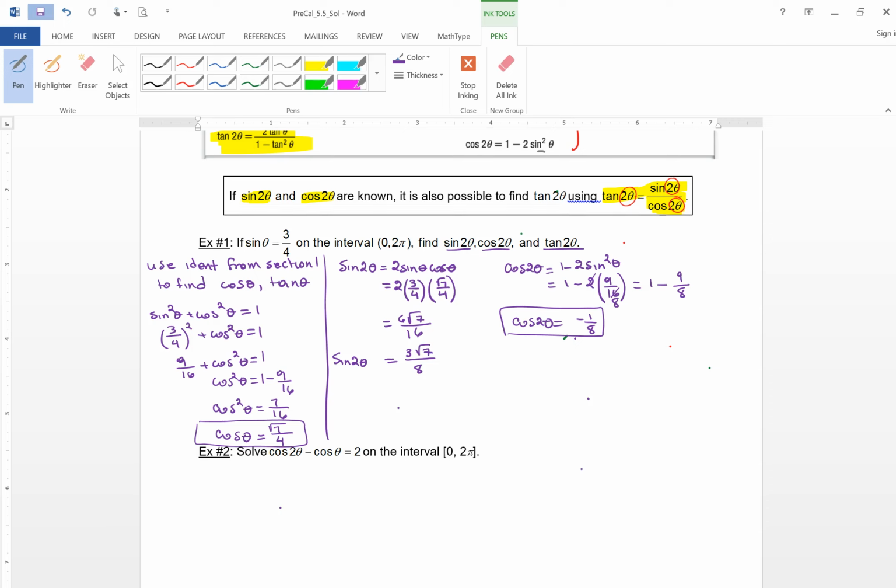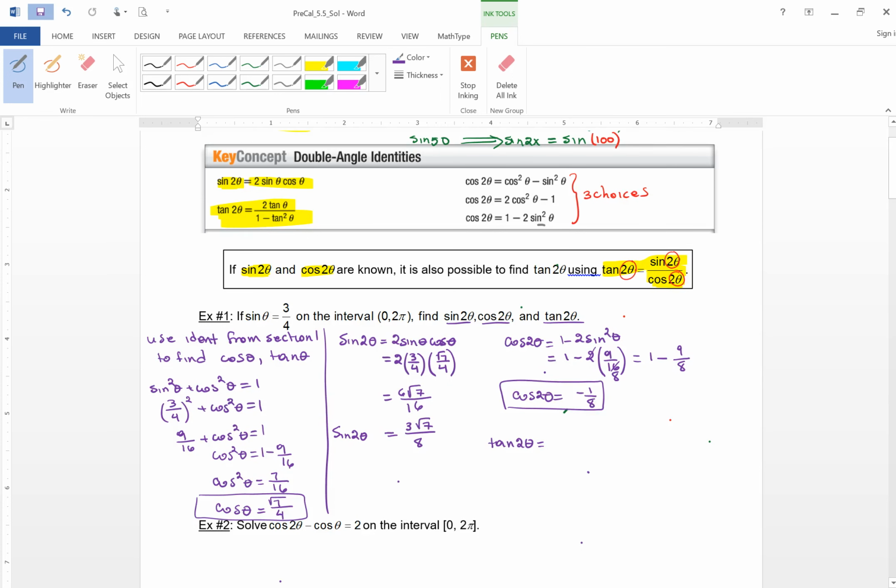You see? Okay. Now, for tangent of 2 theta, I'm not going to use this formula in the box because it gets sort of complicated. All I'm going to do is sine of 2 theta over cosine of 2 theta. So let's just simplify that. 3 root 7 over 8 times negative 8 over 1, negative 3 root 7. So those are my 3 answers.